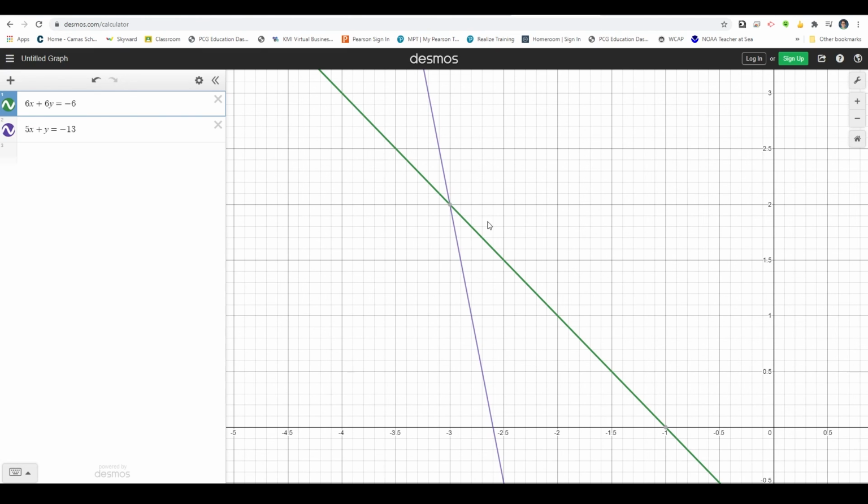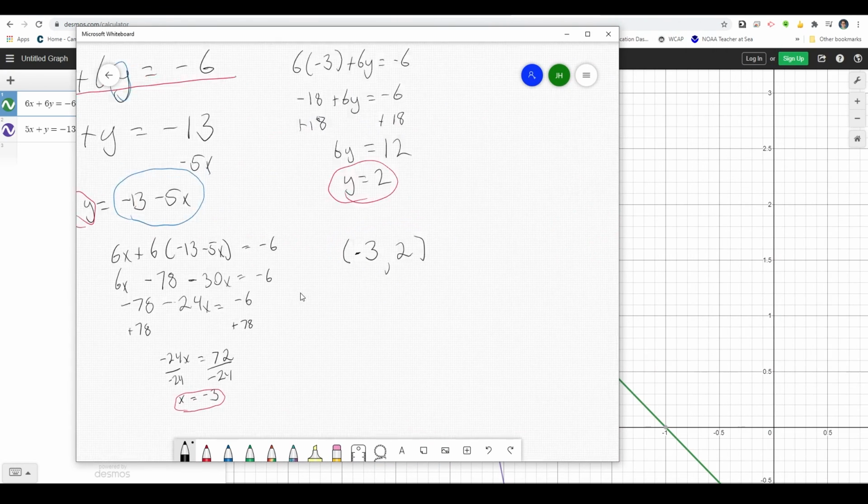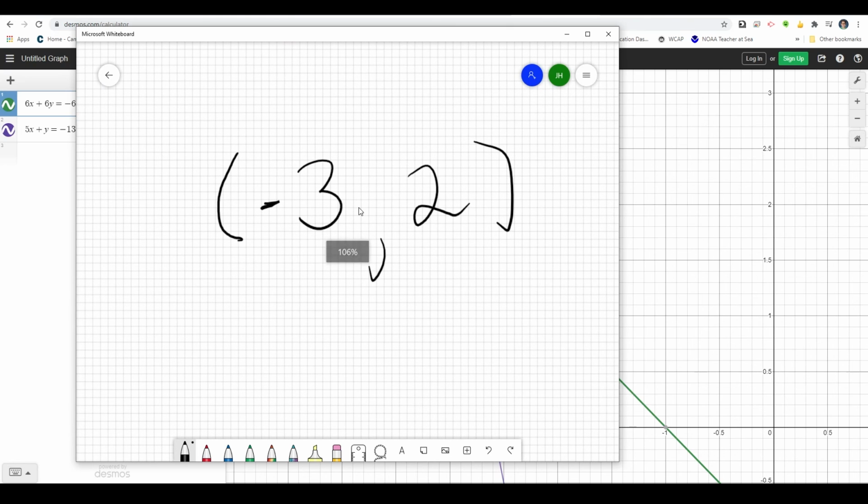Let's go look at what I came up with earlier. Let's just make sure that we're not crazy. What did we come up with earlier? Whoa, hey, check it out. Our answer was negative 3, 2.